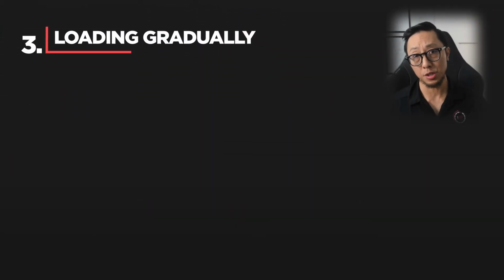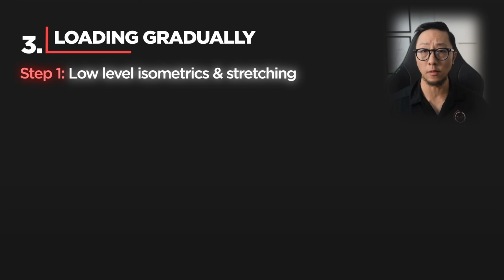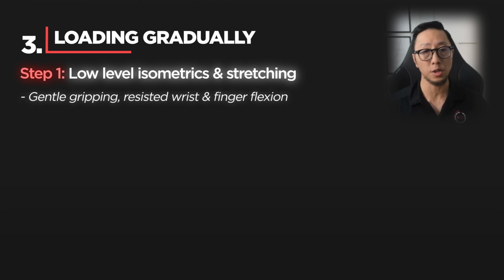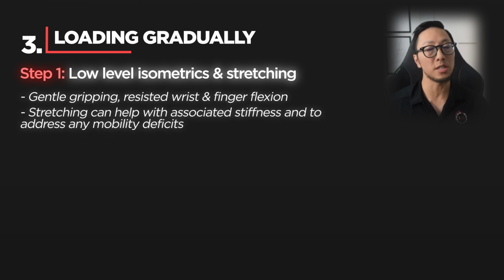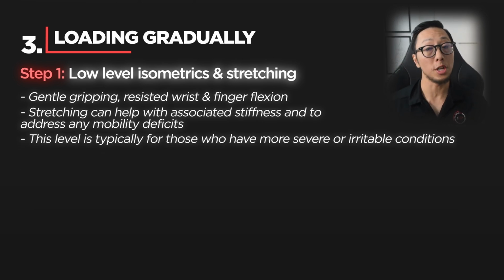The 3-step progression typically involves A, low-level isometrics and stretching, which is gentle gripping, resisted wrist and finger flexion for early strengthening, but also reduction of pain. Stretching can also help with associated stiffness and to address any mobility deficits. This level is typically for those who have more severe or irritable conditions.